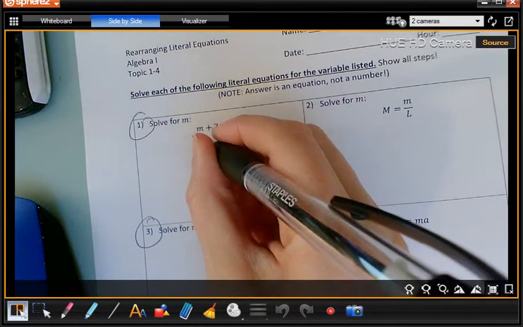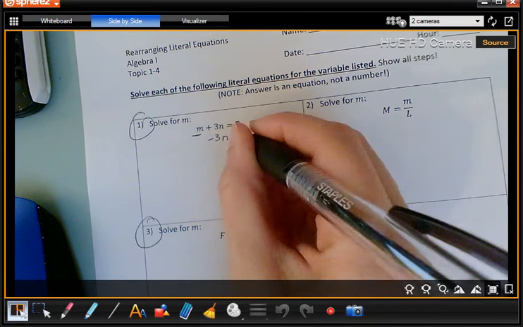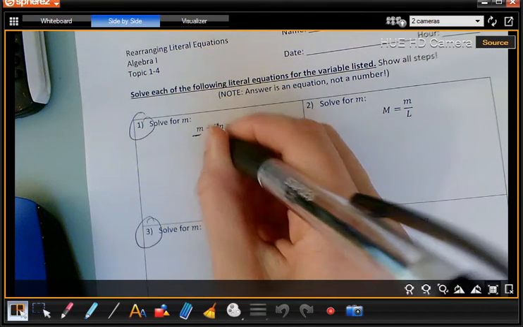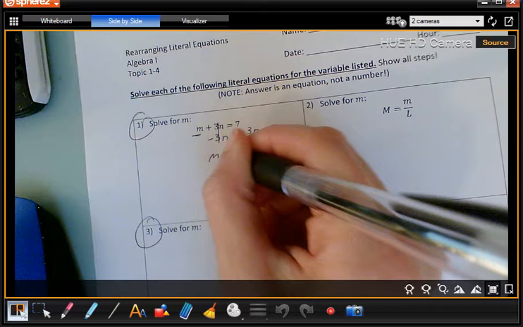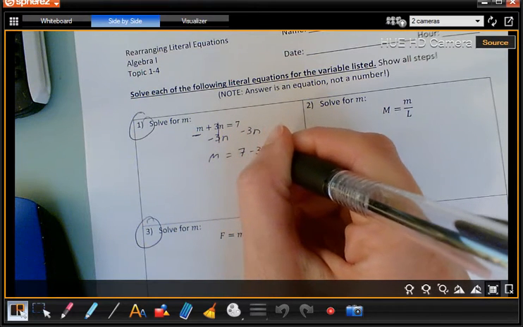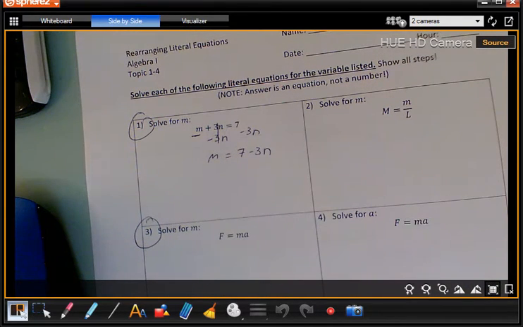That simply means we're going to subtract 3n to the other side, and we're going to get m equals 7 minus 3n. That is it. That is as far as you can go because you're just getting m by itself. We're going to try a couple more that are set up a little bit differently than that one. But again, make sure you look at what you're solving for.